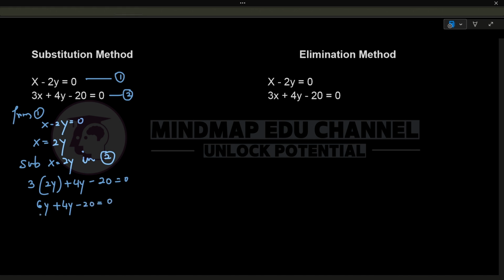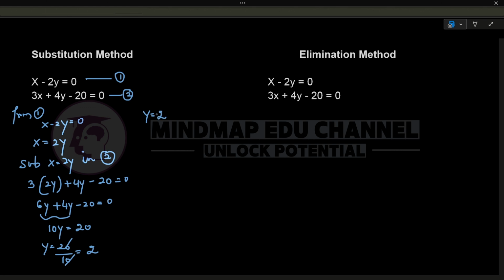So 6 plus 4, these are like terms, so you can add them. So it will be 10y. Let's take 20 on the other side. So y equals 20 over 10 and we get 2. So the value of y we get here is 2.